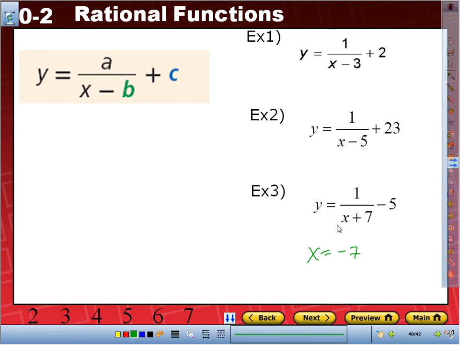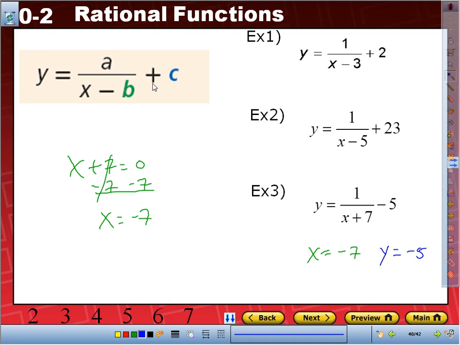Okay, how do we find the excluded value? X plus 7 equals 0. Minus 7, minus 7. X equals negative 7. So, the only one that does not change, everybody look up, is y equals negative 5, because it's a constant. These were positive 2, positive 23, and this is negative 5.